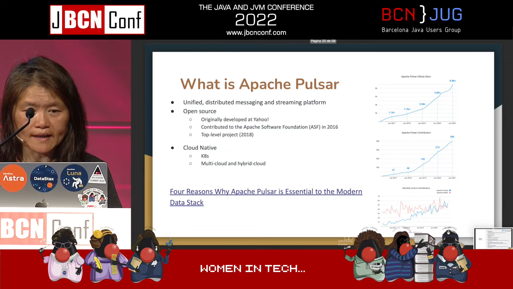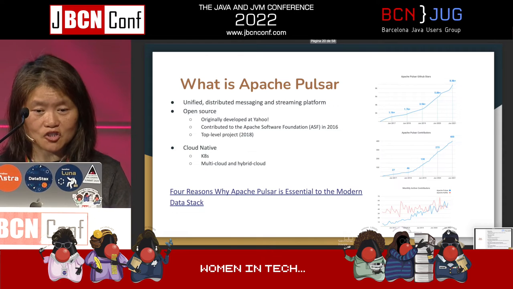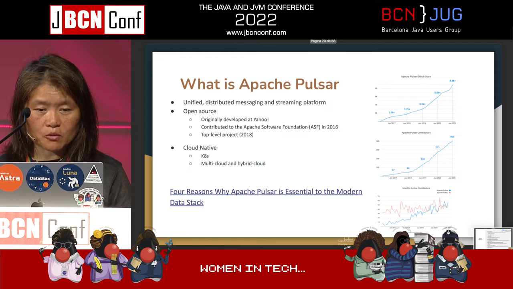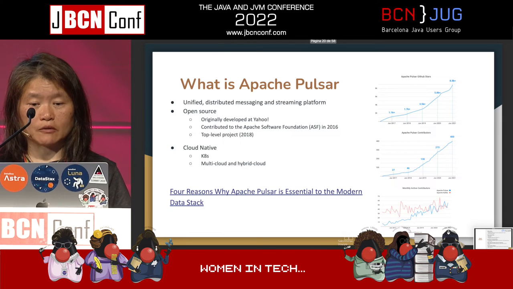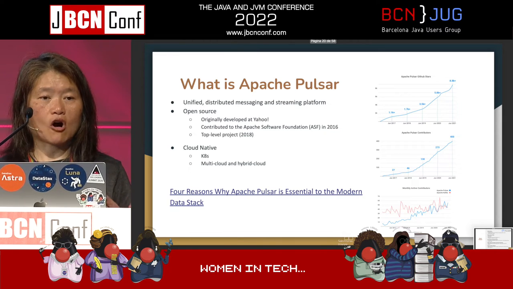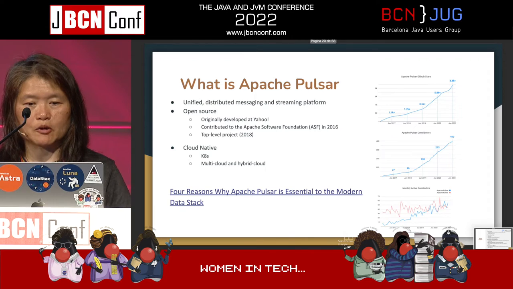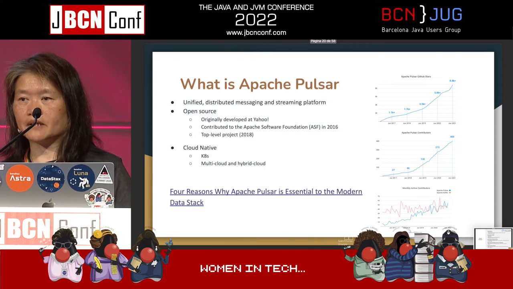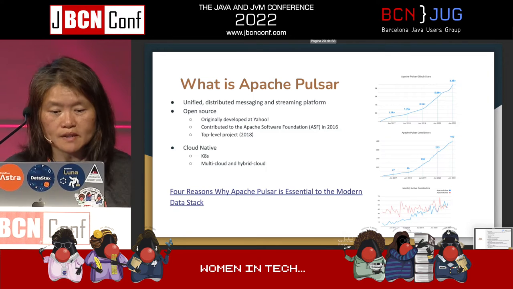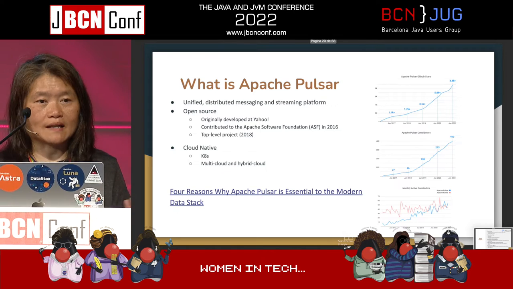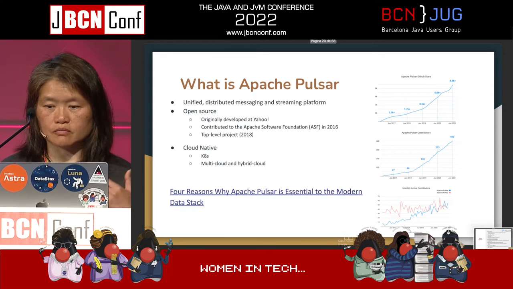So, okay, again, I just wanted to show a bit of an example of what Apache Pulsar is. It's a unified distributed messaging and streaming platform. It's open source, originally developed at Yahoo, contributed to the Apache Software Foundation in 2016, and became a top-level project in 2018. It quickly caught attention because people recognized its cloud-native capability to do streaming in the cloud age. It supports Kubernetes, multi-cloud, hybrid cloud, and even on-prem, where you can bolt on Pulsar to do things for you.